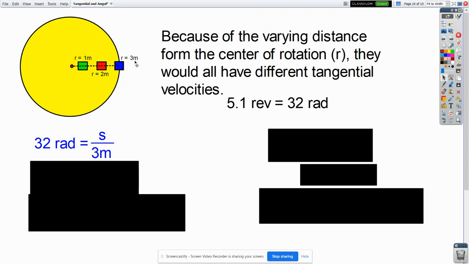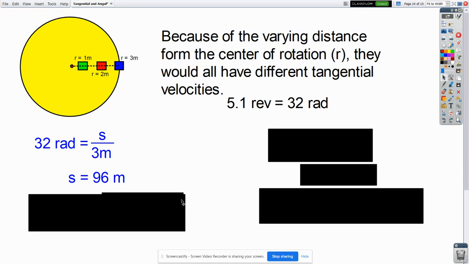So the radius is 3 meters. 32 radians was the angular displacement. It is equal to the arc length over the radius, 3 meters. Multiply both sides by 3 meters. You get an arc length of 96 meters. So to go all the way around this black line and make one revolution, or to go as far as they went, I should say, was 96 meters, not just one revolution, as far as they went, which was 5.1 revolutions. That would be 96 meters.